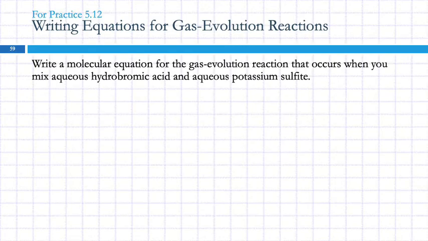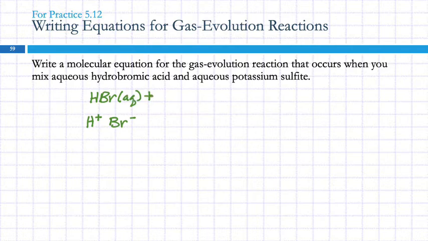Write a molecular equation for the gas evolution reaction that occurs when you mix aqueous hydrobromic acid and aqueous potassium sulfite. So we need to write an equation. They gave us names of compounds. We need to write their formulas. So hydrobromic acid. This is an acid. It starts with hydro, and that tells me this is not an oxyacid. So this isn't going to be HBrO3 or something. This is just hydrogen and bromine. So hydrogen ion and bromide ion, so that's HBr.